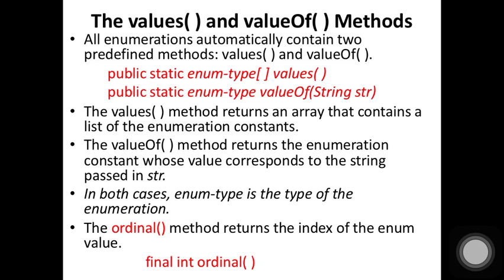We also have some methods defined in enumerations: values and valueOf. These are defined as public static enum type values, and the second one is public static enum type valueOf, which takes a string. valueOf retrieves one constant value based on the string passed to it, and values returns an array of all the constants defined inside an enumeration. So values retrieves all the values defined inside an enum, and valueOf retrieves only one value. In both cases it returns the enum type.